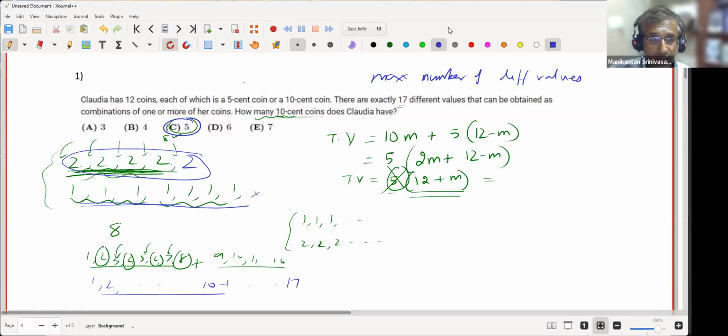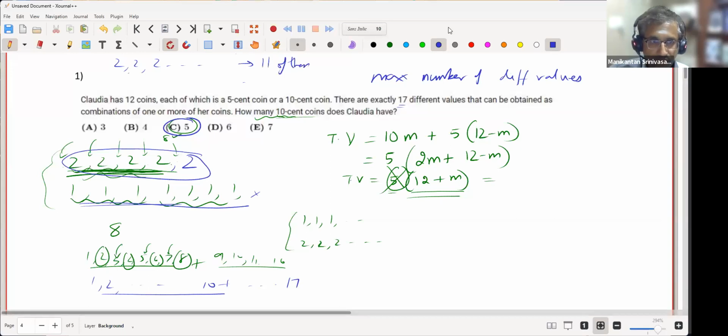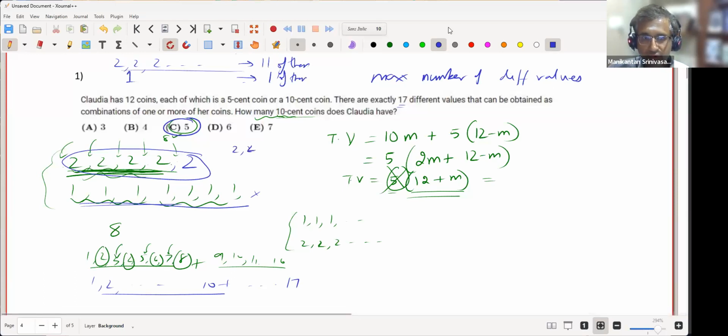So if I have 11 of these 1 cent coins or 5 cent coins, whatever, 11 of these 2 cent coins or 10, whatever you want to call it. If I have 11 of them, and then you have only one of the smaller one, let's say 1 cent, then I can generate every even number: 2, 4, 6, 8, all the way till 22.